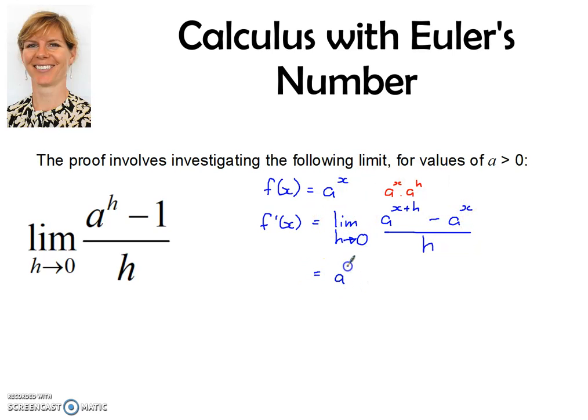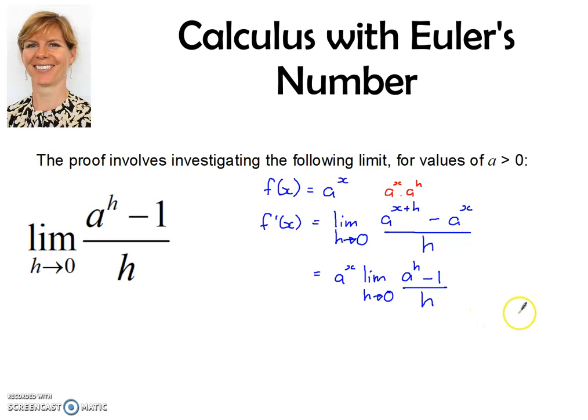So we can put a to the x outside the limit, and then we've still got our limit as h tends towards 0 of what's left, which is a to the h minus 1, because we factorised that out, over h, which is where this limit comes from.